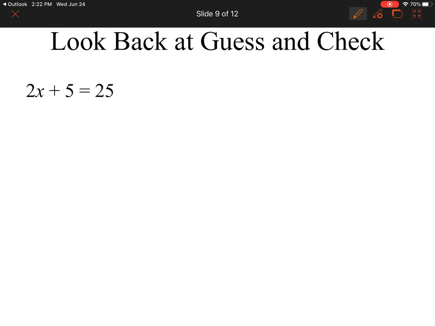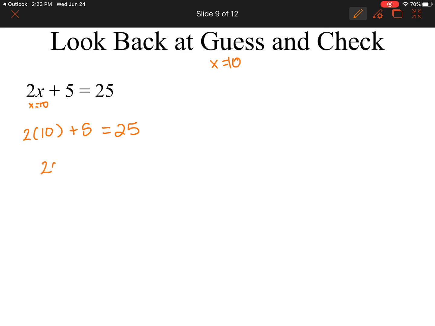So I'm going to start with looking back at my guess and check. So I have my equation I made, 2x plus 5 equals 25. All right, and again, there are two ways I could do this. I know that x should equal 10, so I could substitute that in, or I could solve my equation, and it doesn't really matter which one I do. But what if we substitute? So I'm going to substitute 10 in for x. So instead of 2 times x, we'll have 2 times 10 plus 5 equals 25.